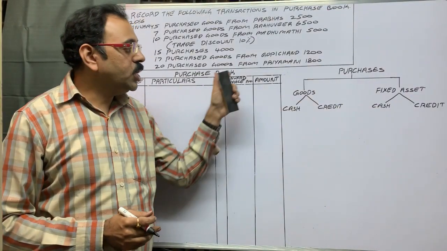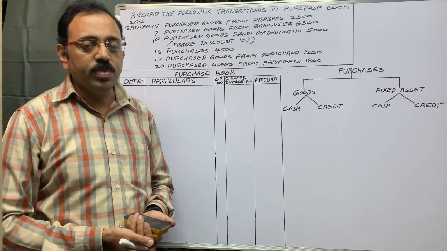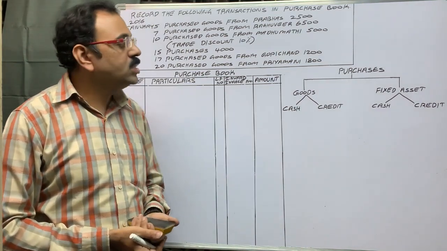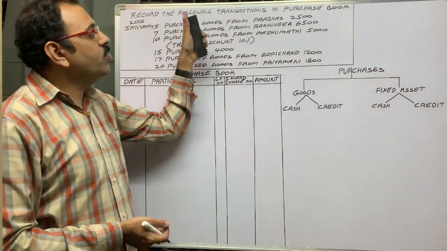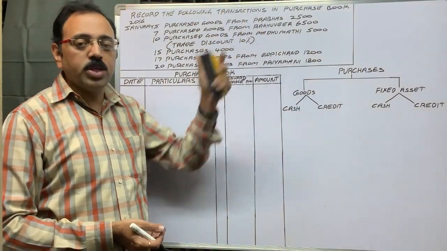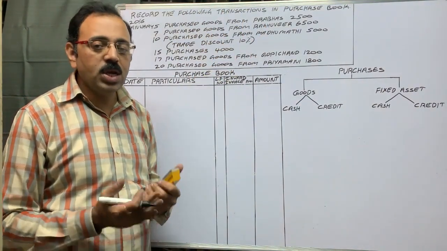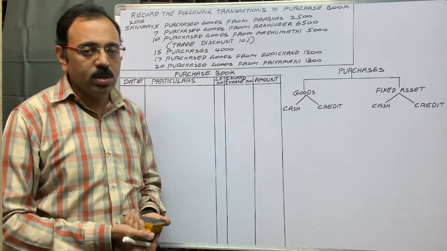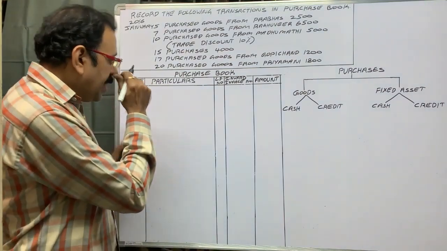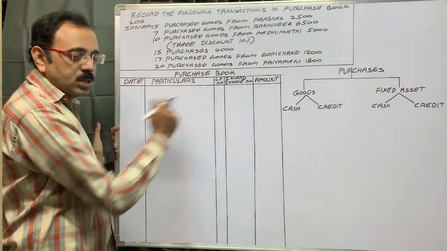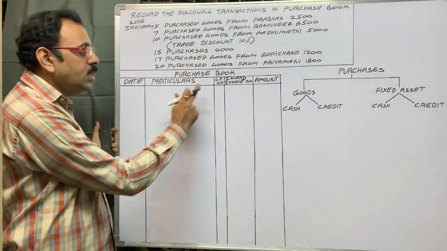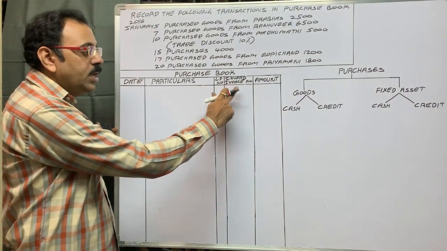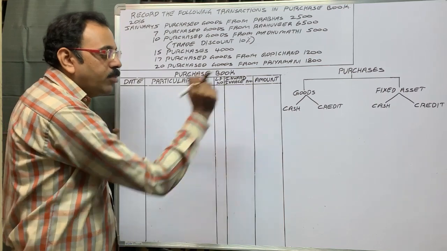This is a subsidiary books problem. It comes for 5 marks. See the question. Record the following transactions in purchase book. He is asking us to prepare purchase book. Now, purchase book format is this: date, particulars, ledger folio number, inward invoice number, amount.